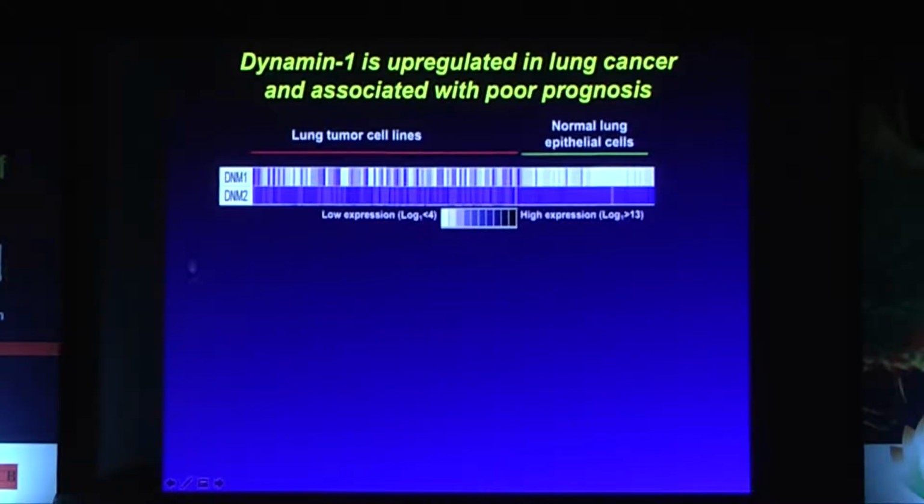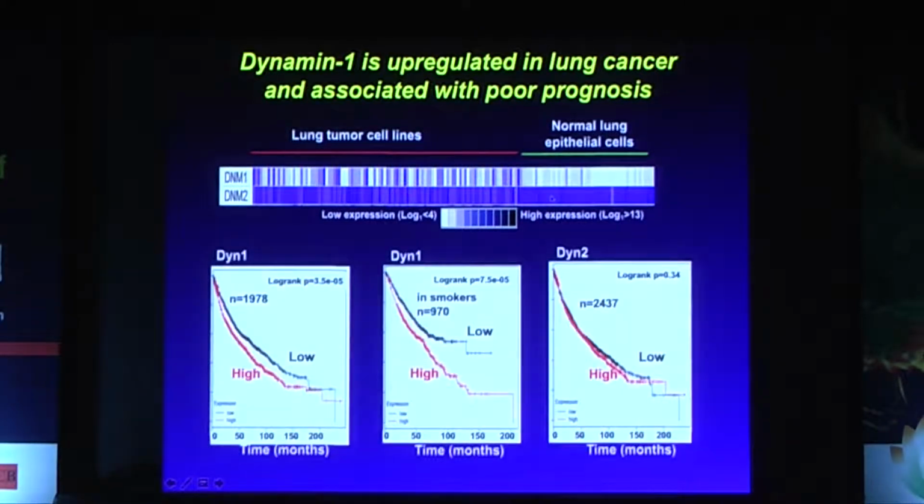And this turns out potentially to be relevant because if you look at expression levels of dynamin 1 in 50 normal lung epithelial cells versus a panel of 108 non-small cell lung cancer lines, you can see that dynamin 1 in general is upregulated in cancer cell lines over the normal cell lines, whereas expression levels of dynamin 2 are unchanged. And indeed, if you look at survival curves of lung cancer patients that express low versus high dynamin 1, you can see that high dynamin 1 expression is a poor prognostic marker for survival, especially if you're a smoker. So we think this is physiologically relevant.